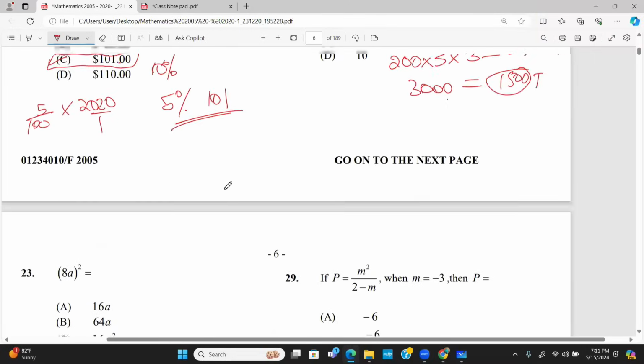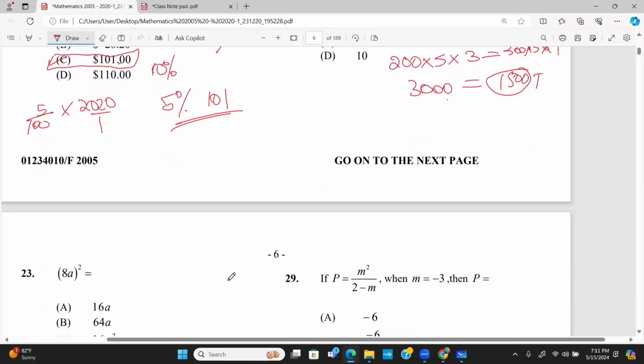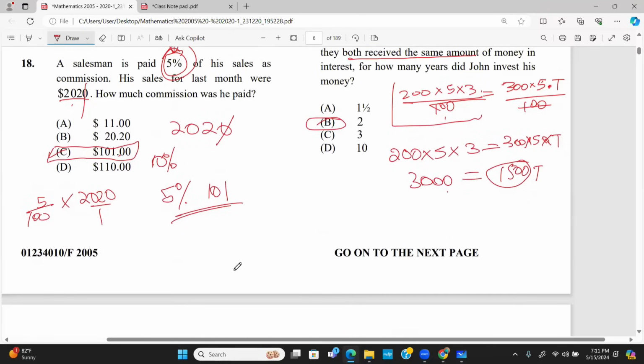Sir, go ahead. When you do the 200 times the 5 and you get the 3,000, what do you do with the 3? No, man. Remember I said 200 times 5 is 1,000, times 3 is 3,000. Oh, yeah. Make sense? Yes, sir. Yeah, man. All right, all right.